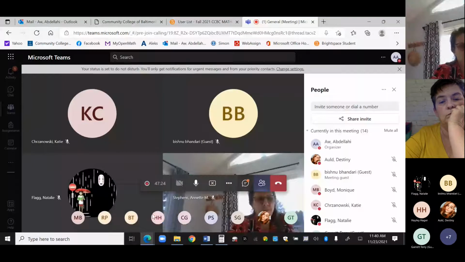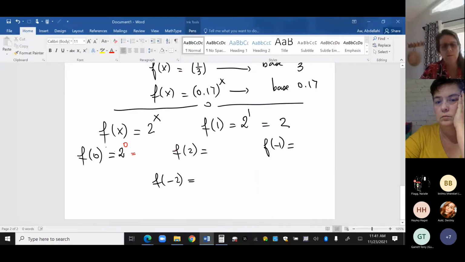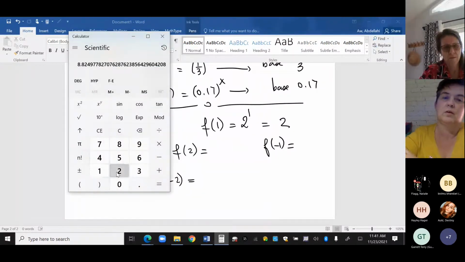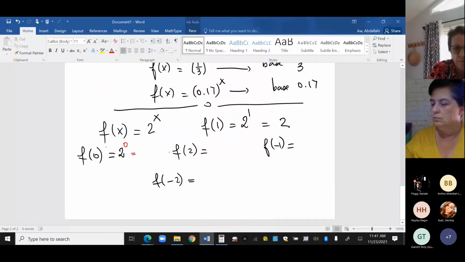All right, so everybody, tell me, f of 0 is how much? You first write 2 to what power? 2 to the 0 power. Let's try with my calculator. 2 to the 0 power is 1, right? Any number to the 0 power is always 1, by the way.